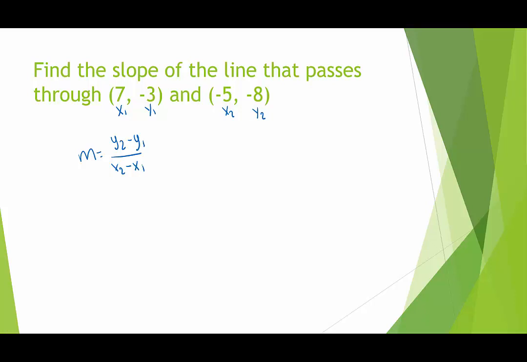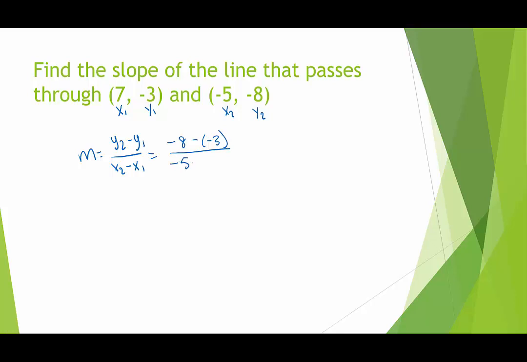Oftentimes we make the mistake of just saying, oh look, it's already a minus sign there, so I can just disregard the negative. No, we can't do that. Let's see if we come across that. So y2, we have negative 8, minus y1, there it is. So minus negative 3. Notice the minus is part of the formula, and then the negative 3 was the actual y coordinate that we're using there.